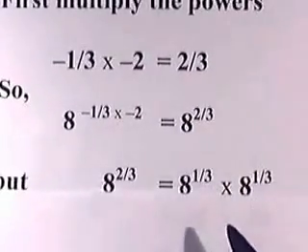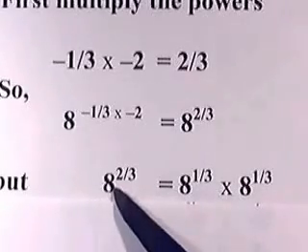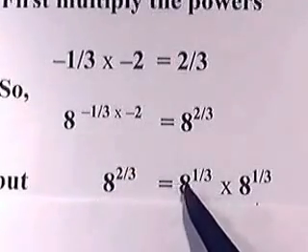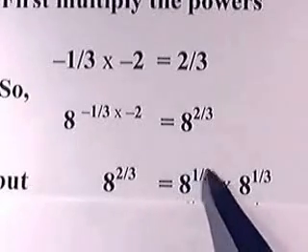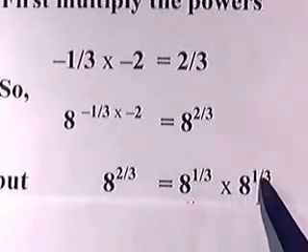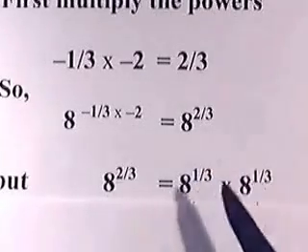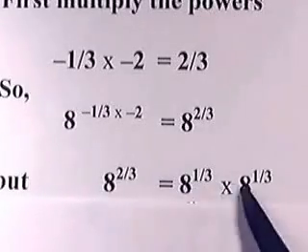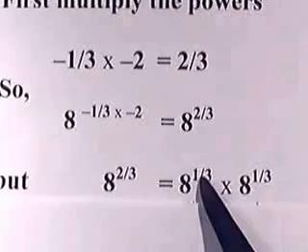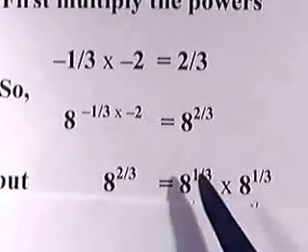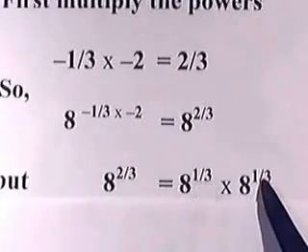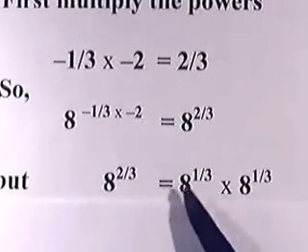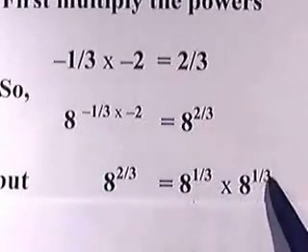Now, again, 8 to the power of 2/3, I could split it up into 8 to the power of a third times 8 to the power of a third. Because I know that when I multiply the same base numbers, I add the powers. And adding 1/3 and 1/3 gives me 2/3. So 8 to the power of 2/3 is the same as 8 to the power of a third times 8 to the power of a third.